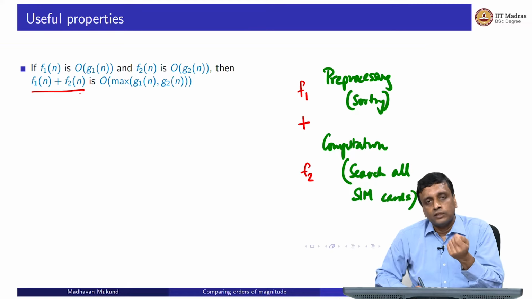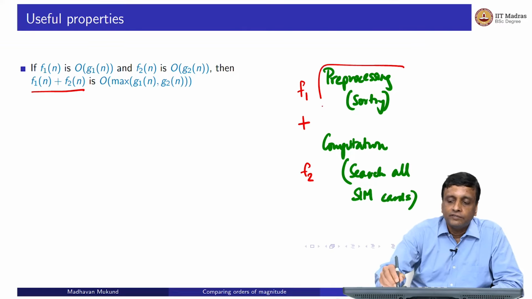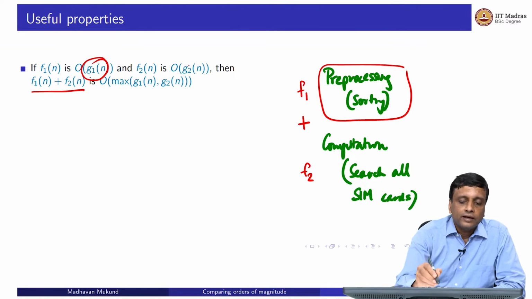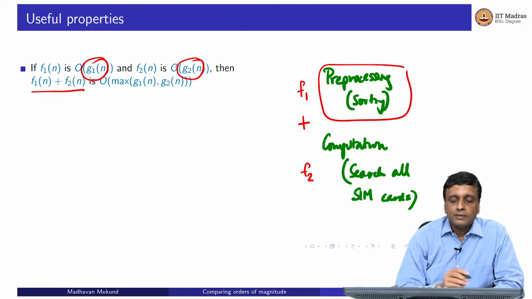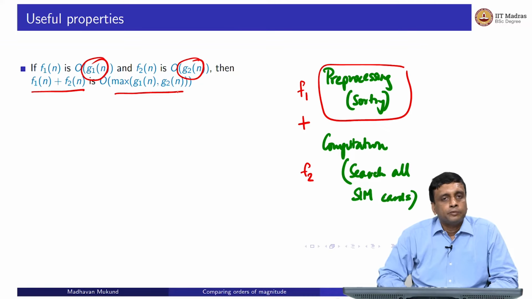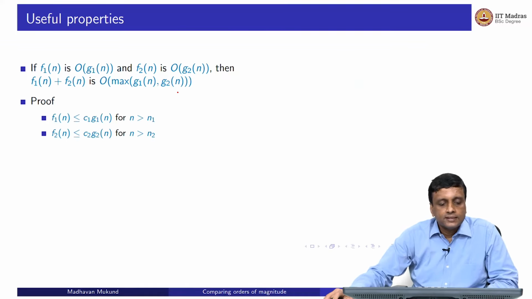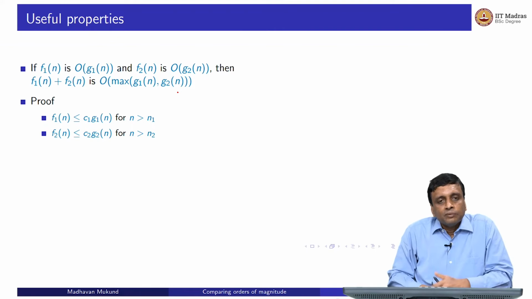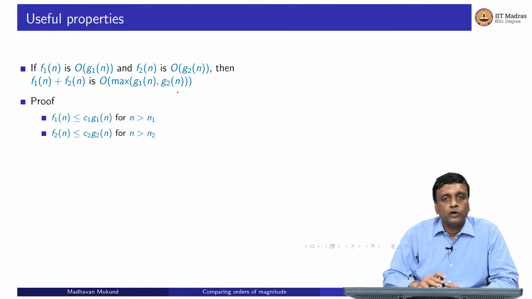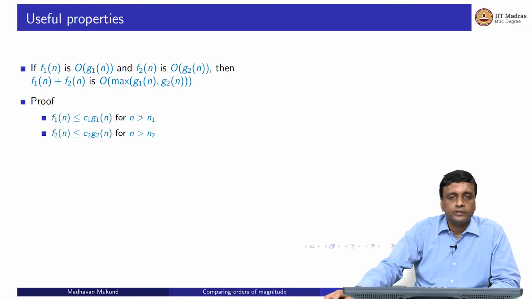What can I say about this if I know something about each individual step? In each individual step, I know that F1 is within G1 of n and I know that F2 is within G2 of n. And the claim is that the whole thing F1 plus F2 is within the maximum of G1 and G2. So it will not exceed the maximum of G1 and G2. So why is this the case? Well, just from the definition, we know that F1 of n is below C1 times G1 for some n above n1, and F2 is below C2 times G2 for n above n2. This is just the big O definition being stated concretely for F1 and G1. So I have these four constants C1, C2 and n1, n2.